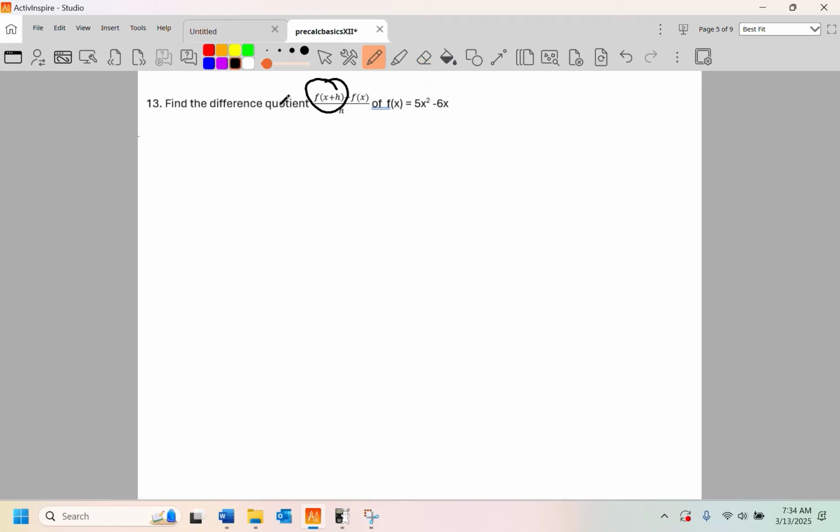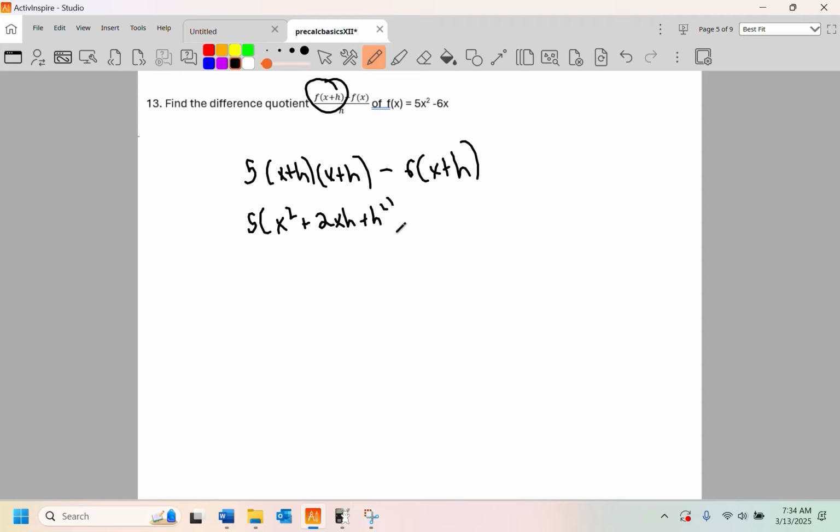So we have to find this piece. We have 5 times x plus h times x plus h because it was squared, minus 6 times x plus h. x plus h times x plus h is x squared plus 2xh plus h squared. We still have to take away 6x, take away 6h. We have to distribute the 5: 5x squared plus 10xh. Remember that 10x? There she is. Plus 5h squared. Remember that 5h? It's there.